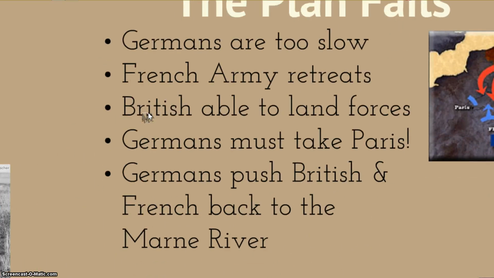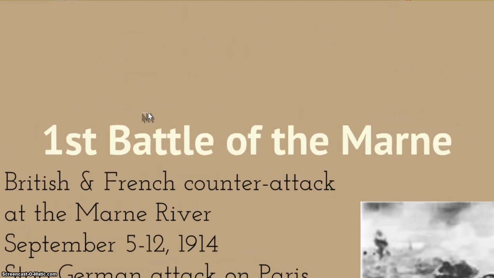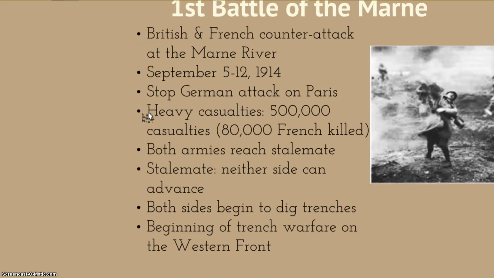As we said, the plan doesn't work. Unfortunately, Germany will try the same thing during World War II. The First Battle of the Marne, just to give you a specific battle example and why this war turns into trench warfare, you see that there are just so many casualties, and the fighting is along the Marne River. What's going to happen is armies will reach a stalemate, and neither side can advance.